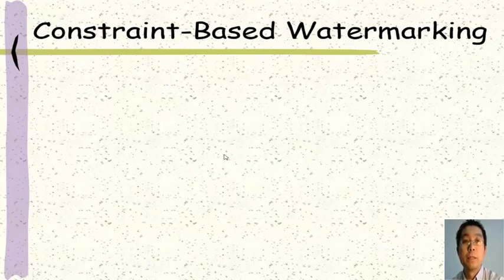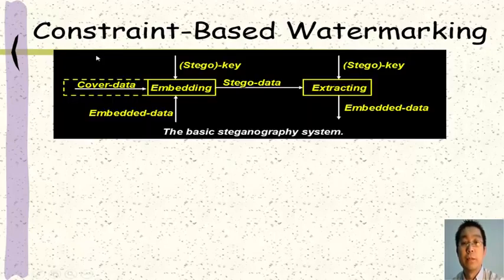Now we analyze the constraint-based watermarking from the perspective of a steganography system. Here is the classical steganography system. Secret data is hidden in the stego data behind the cover data using a stego key. The secret can also be extracted from the stego data if necessary.